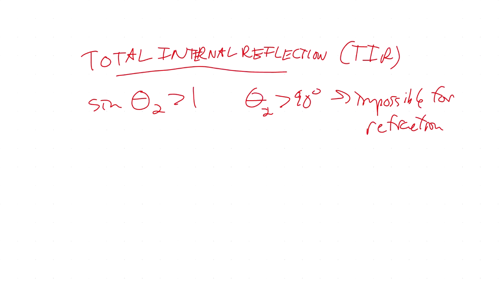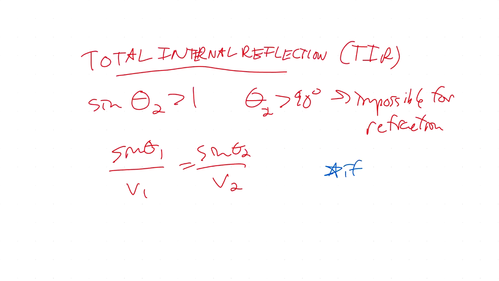So what do I get? I get sine of theta 1 over V1 equals sine of theta 2 over V2. But sine of theta 2 is greater than 1, right? So if sine of theta 2 is greater than 1, I'm going to solve for when it equals 1. And realize that if theta 1 is greater than some critical angle, because of course, if theta 1 increases, theta 2 increases.